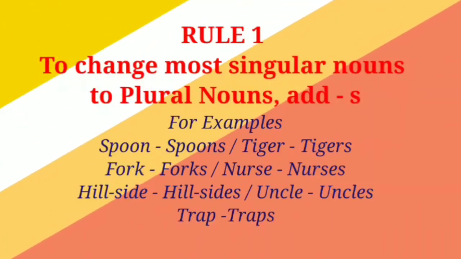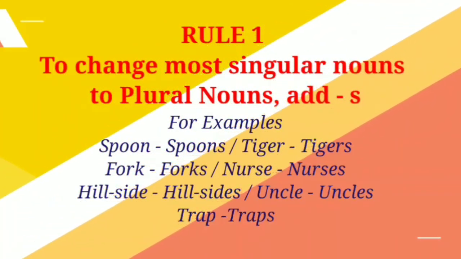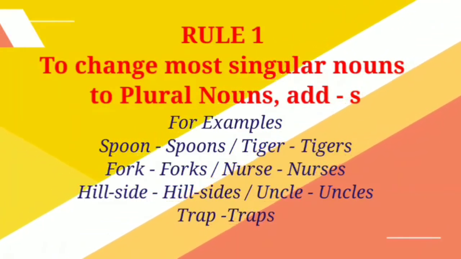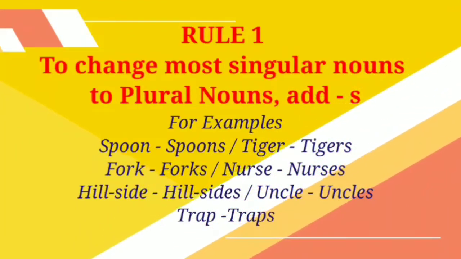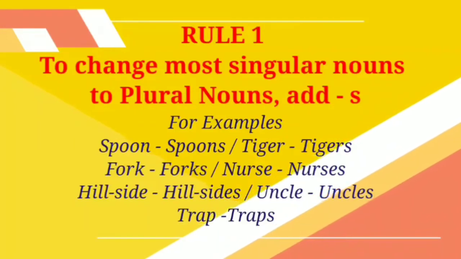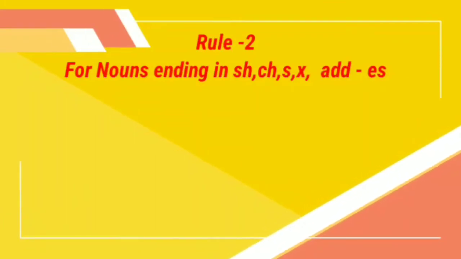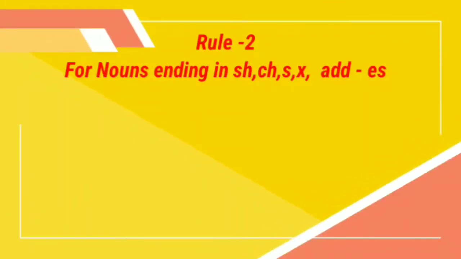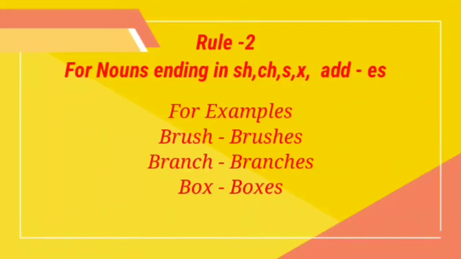For example, spoon, spoons, tiger, tigers, fork, forks, nurse, nurses, hillside, hillsides, uncle, uncles, trap, traps. Rule number 2. For nouns ending in sh, ch, s and x, we add es. For example, brush, brushes, branch, branches, box, boxes.